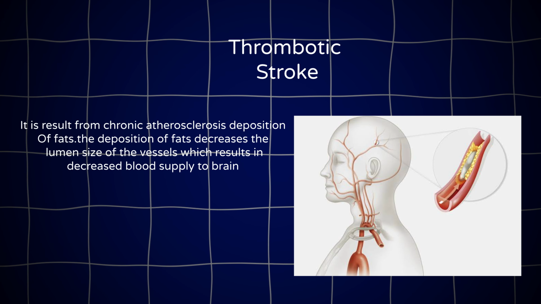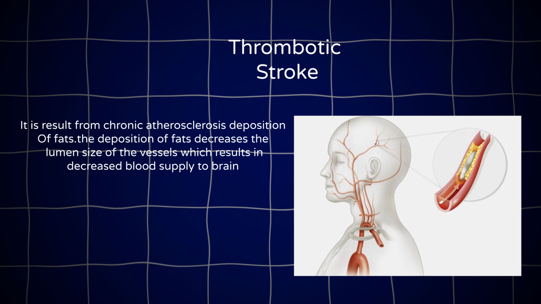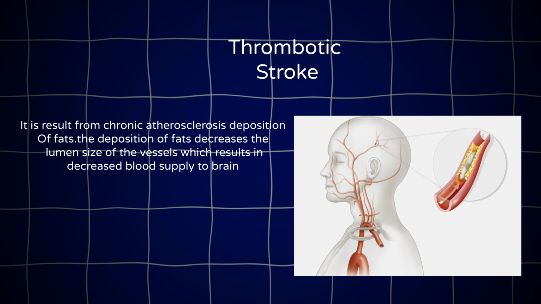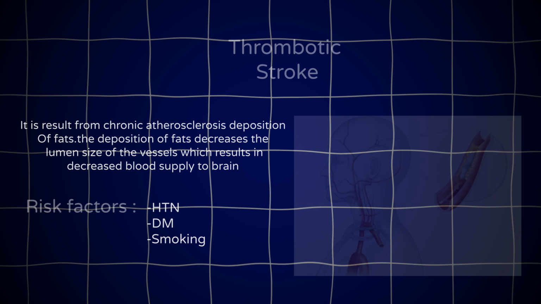Thrombotic stroke can result from chronic atherosclerosis, deposition of fats within the vessels. The deposition of the fat decreases the lumen size of the vessels, resulting in decreased blood supply to the brain. The risk factors of thrombotic stroke are the same as coronary artery disease. They are hypertension, diabetes mellitus, smoking, and genetics.